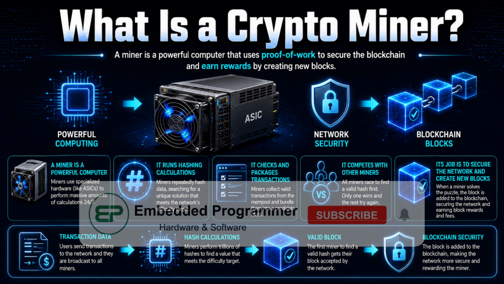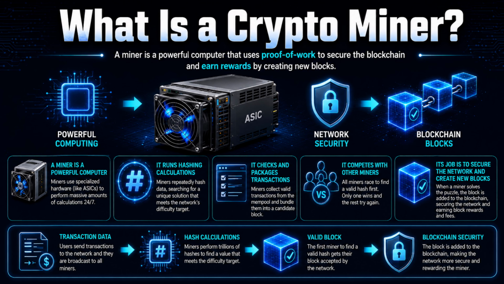A cryptocurrency miner is a powerful computer that performs the computational work required by a proof-of-work blockchain. The word miner does not refer only to a person. It usually refers to the hardware, software, or mining operation participating in the network. In Bitcoin mining, specialized machines called ASIC miners are commonly used because they are designed specifically to perform SHA-256 hashing calculations extremely quickly.